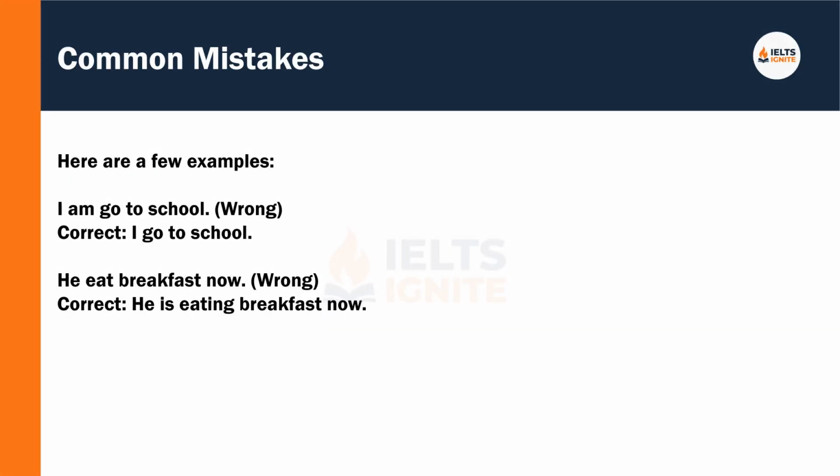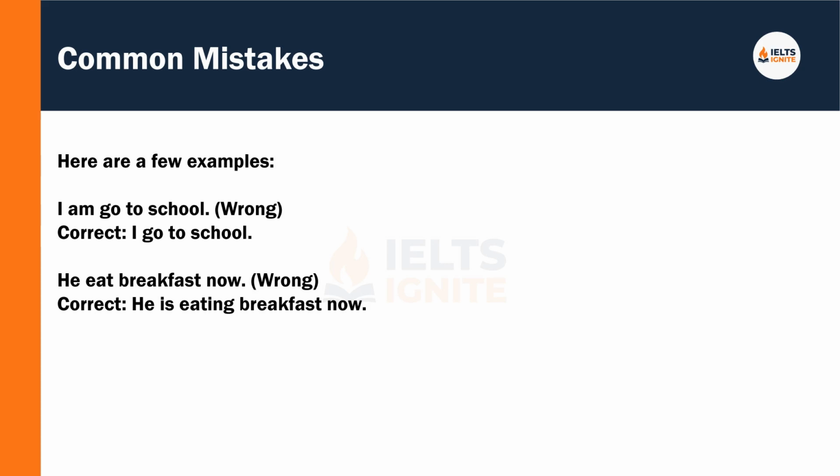Section 5. Common mistakes. Many learners make simple tense mistakes. Here are a few examples. I am go to school. Wrong. Correct. I go to school.